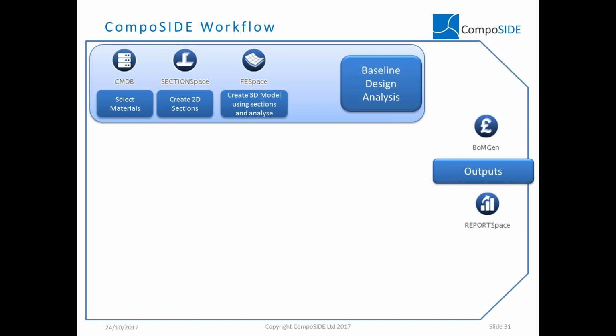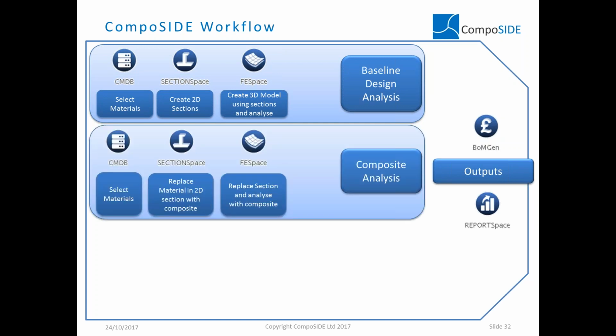First step is to select the materials from our CMDB database. Once we've done that, we can then use 2D sections and 3D models to bring the geometry in, using DXF format for 2D sections and STEP file, or we can create our own geometry within FE space. Now this is really going to form our baseline design analysis. As I said on the previous slide, we've put it in PlyGen and report space, and we've got that weight of 650 kilos, and it meets our stiffness and strength requirements.